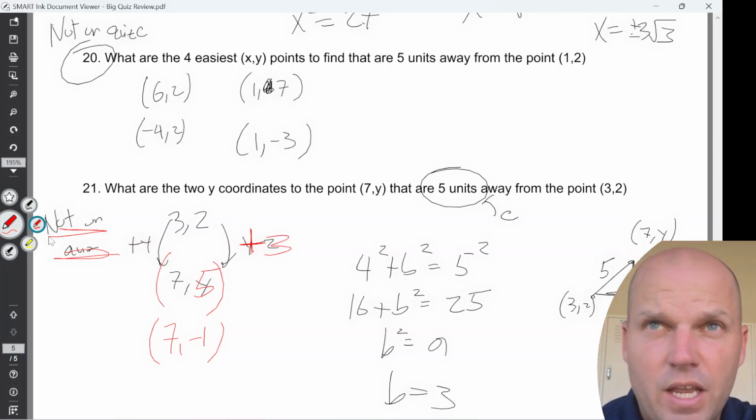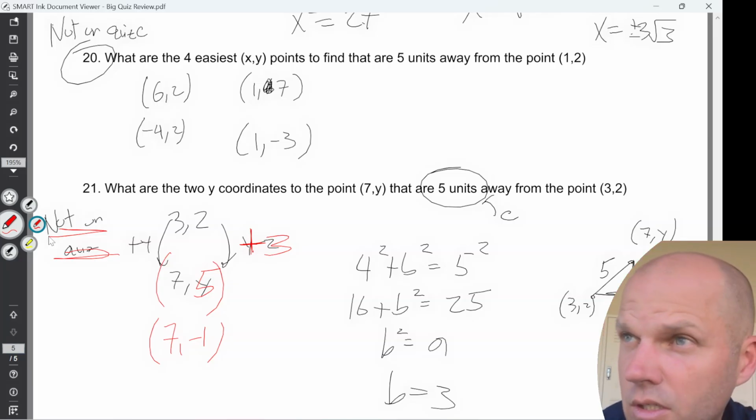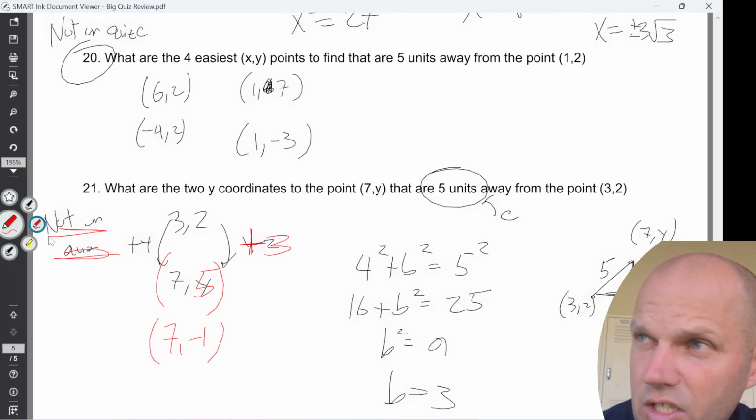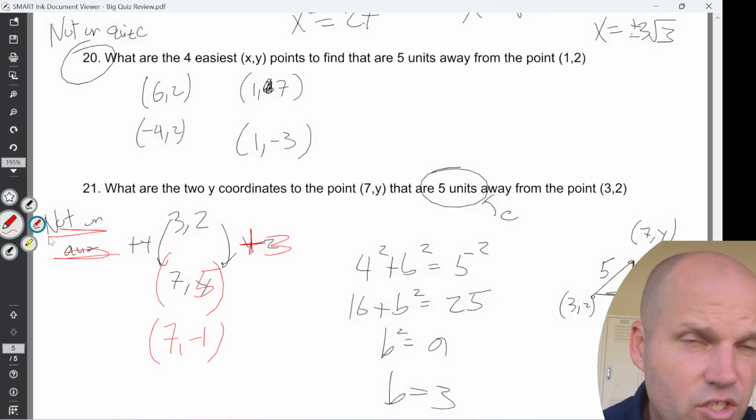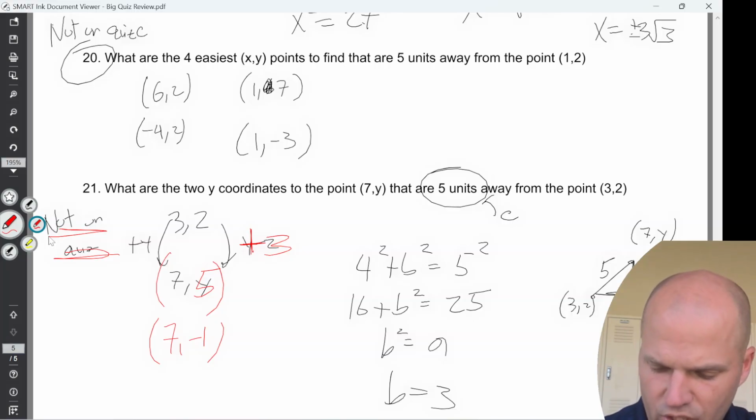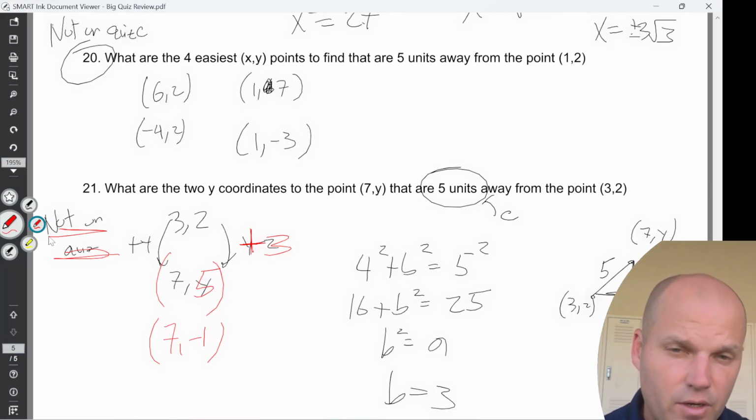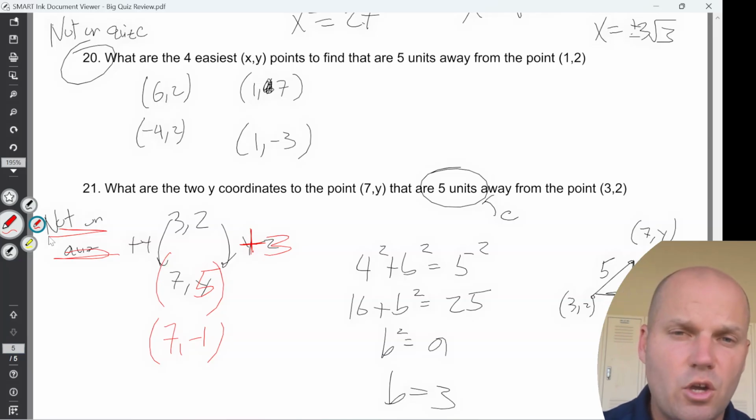And what it's leading us to understand is what we're doing after the break, which is that all of our points given a distance away from a center is an equation of a circle. And we will see that we will be using the Pythagorean theorem to produce the equation of a circle, which is cool.